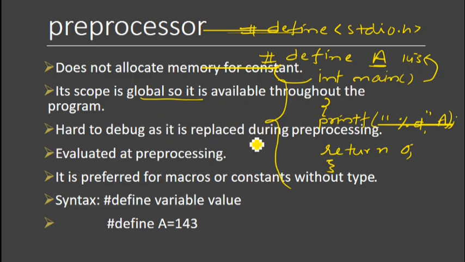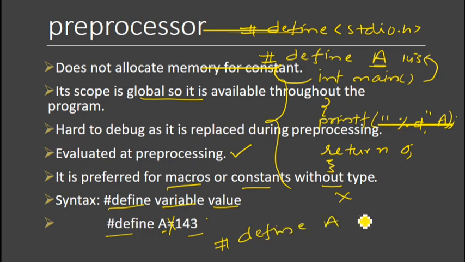It is hard to debug as it is replaced, because wherever the value is there, it will be replaced by a. It is a little hard for the compiler to debug during the pre-processing stage, and it is evaluated at the pre-processing stage. It is preferred for macros and constants without data type. I need not mention data types here, integer, float, character, need not mention. And the syntax is #define, the keyword, then variable and just value. There is no semicolon and no equals here: #define a 143 only, no semicolon, no equals.